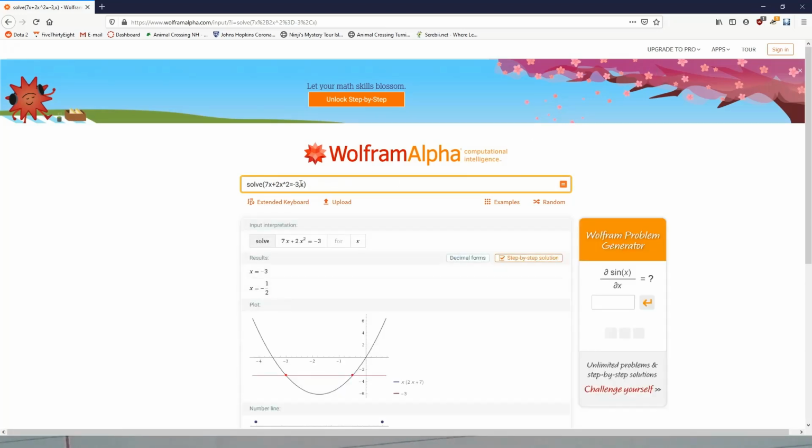You don't actually have to type this comma x at the end, but if you do, it kind of works a little bit faster because Wolfram Alpha knows what to do.